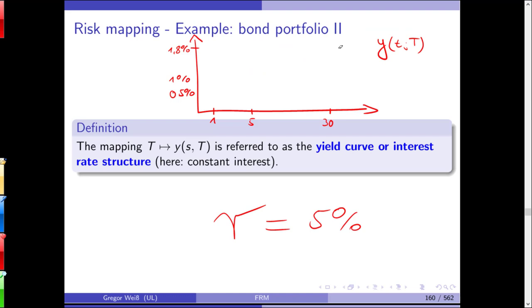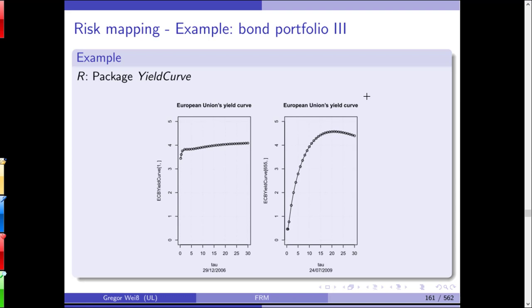And finally, we also have what we call an inverse yield curve, that for some perverse reason, interest rates decrease with maturity. Dann haben wir eine inverse Zinsstrukturkurve. Okay. If you want to see how these yield curves are estimated, you can use R. And in R, there is a package called yield curve. And it gives you the yield curve estimated from European government bonds.